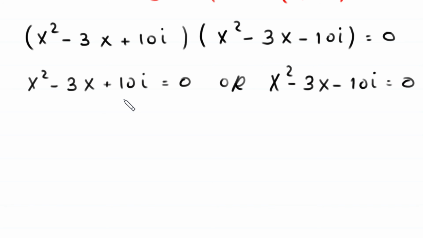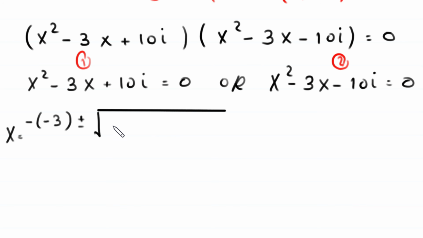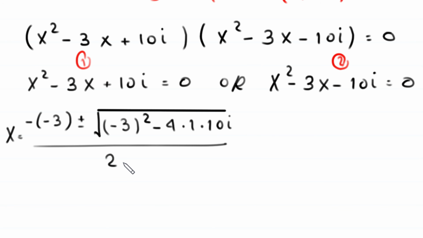We have two quadratic equations. It means that we have two cases. This is case 1 and this is case 2. First we solve case 1. This quadratic equation is not factorable, so we solve it by the quadratic formula. According to the quadratic formula, x is equal to negative b, which is negative 3, plus or minus the square root of, in place of b squared we write negative 3 squared, minus 4 times a, which is 1, times c, which is 10i, divided by 2 times a, which is 1.